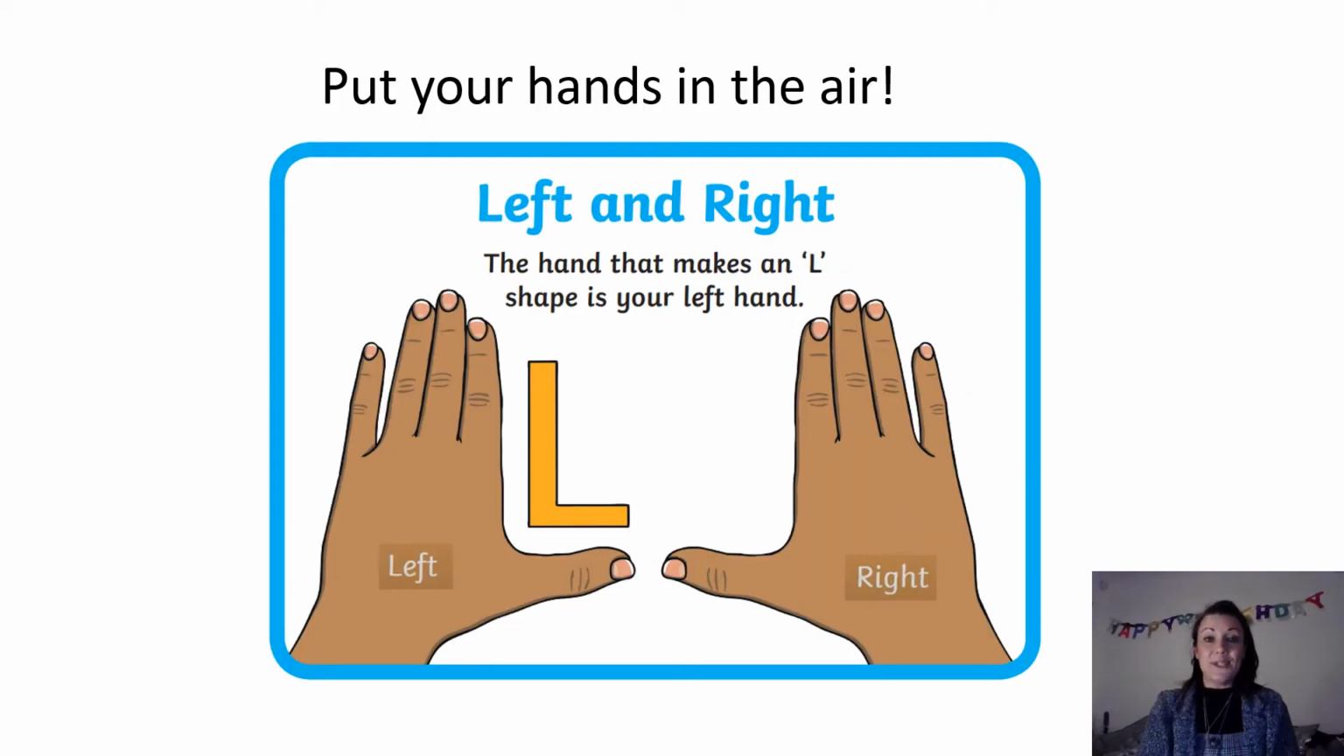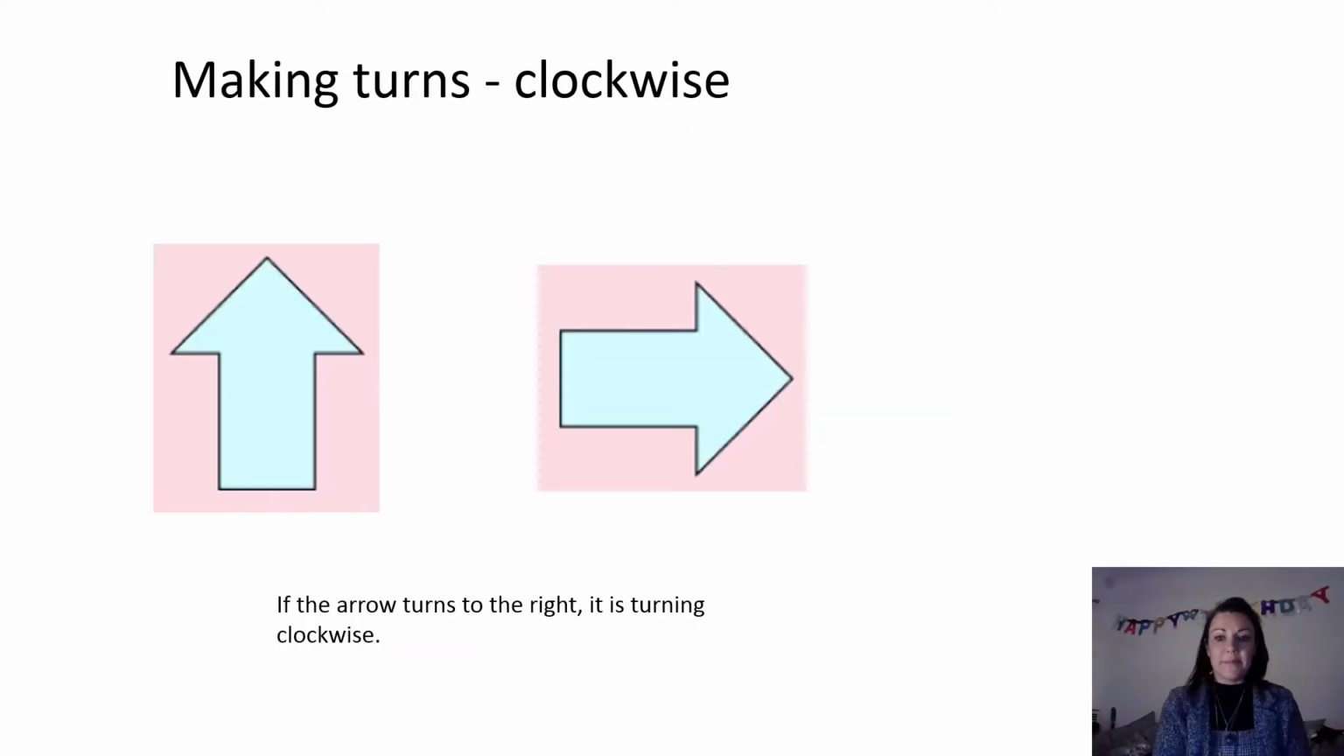First, I'd like you to start by putting your hands in the air. The hand that makes an L shape is your left hand. Have you got it? Well done, Year 1.